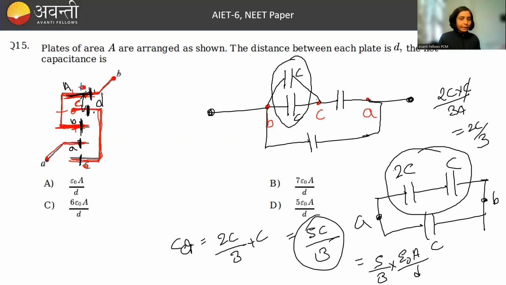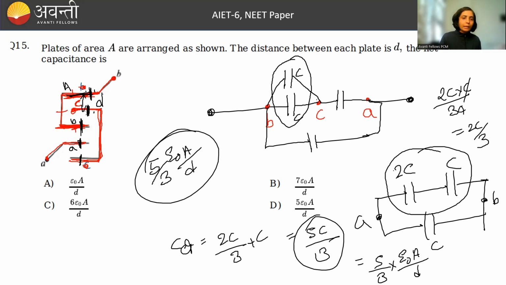Yes, no correct answer is available in your options. That was the mistake in this question. So the correct answer will be 5 by 3 epsilon naught A by D. And that is why I picked this question, to make it clear that the options given may not have the correct answer. Okay, I hope it is clear.